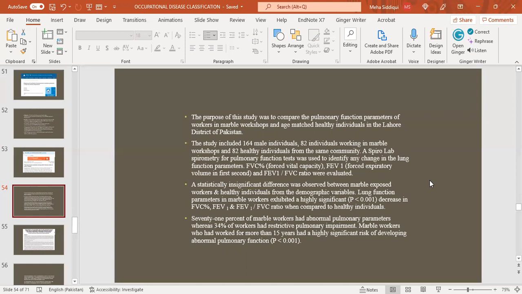A statistically insignificant difference was observed between marble exposed workers and healthy individuals in the demographic variables. Lung function parameters in marble workers exhibited a highly significant decrease in FVC percent, FEV1, and FEV1 over FVC ratio when compared to healthy individuals. 71% of marble workers had abnormal pulmonary parameters, whereas 34% of workers had restrictive pulmonary impairment. Marble workers who had worked for more than 50 years had a slightly significant risk of developing abnormal pulmonary function.